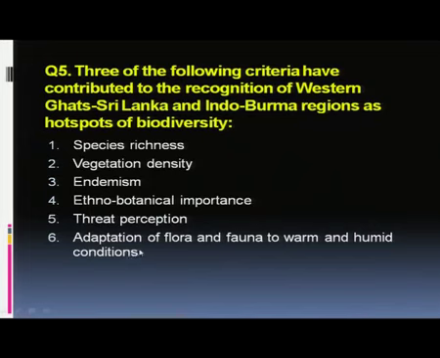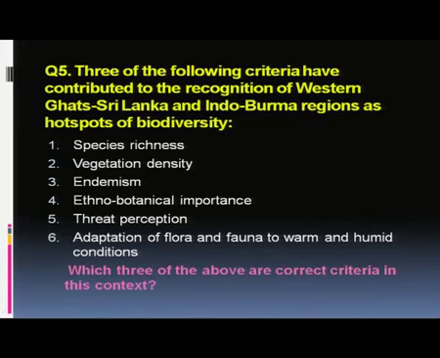So, if you remember the 3 important characteristics of biodiversity hotspots, those were: number 1, it should be rich in species. So, the first one is correct. Secondly, it should have a lot of endemic species within it. So, the third one appears to be correct, and the third feature was that it should be under enormous threat of extinction. So, the fifth one appears to be correct. So, here we can say safely that the options which we will take are number 1 species richness, number 3 endemism, and number 5 threat perception. These are the basic characteristics of biodiversity hotspots.